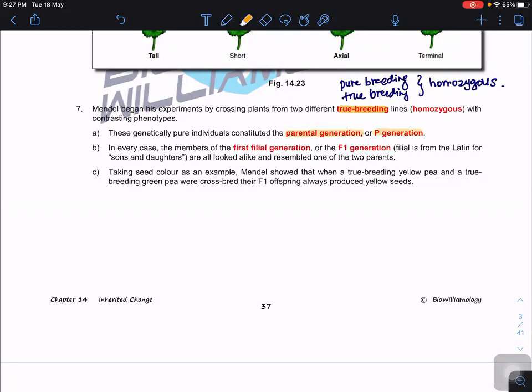The offspring will form the first filial generation, or F1 generation. So basically we start with the P, parental and parental, and their offspring is called F1. When F1 is crossed with F1, we get the F2, filial 2, the offspring of filial 1.